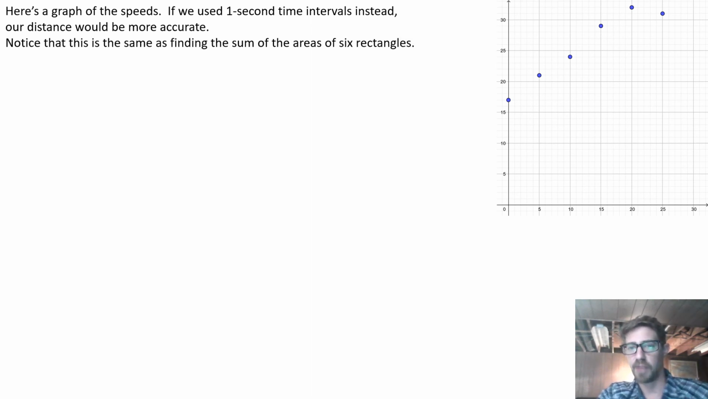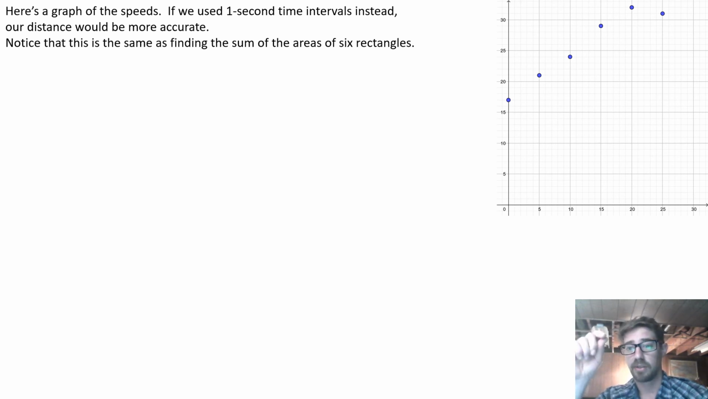And visually, just picture there being 6 rectangles on this graph. That's an area, right? It's width times height. The width is 5 seconds, the height is the rate. So this is the exact same problem as the last problem. If we had to visualize it, we're just adding the areas of 6 rectangles together. And if we had 600 rectangles in here, it would be better.